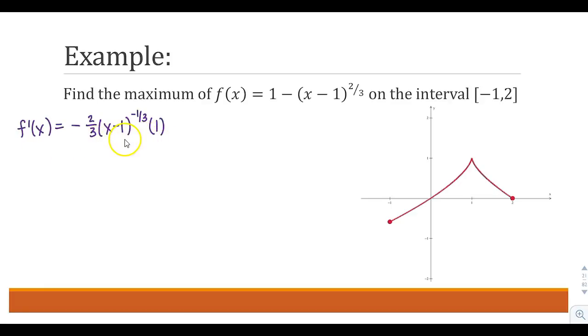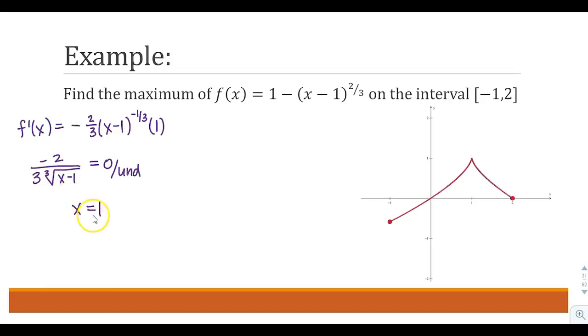Well, before I do that, I'm going to do a little bit of simplifying. So I'm going to rewrite the derivative as negative 2 over 3 times the cube root of x minus 1. And I want to know, where is this equal to 0, and then where is this potentially undefined? Well, this cannot equal 0 because the numerator is just a constant, but this is undefined when the denominator equals 0, and that is at x equals 1.